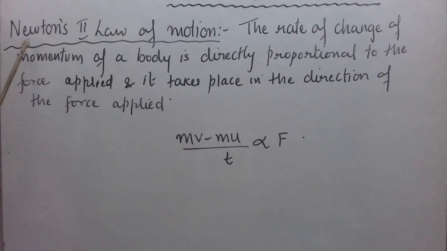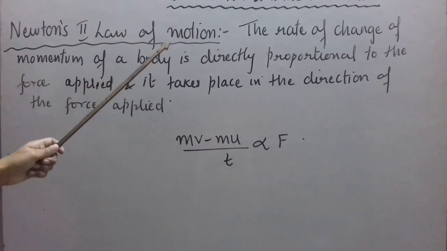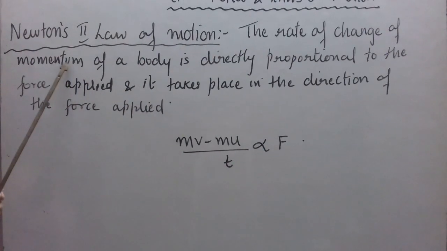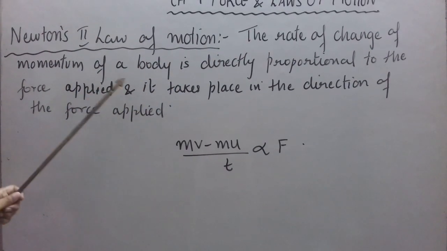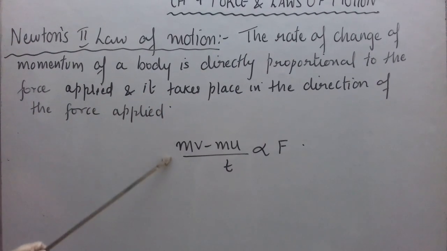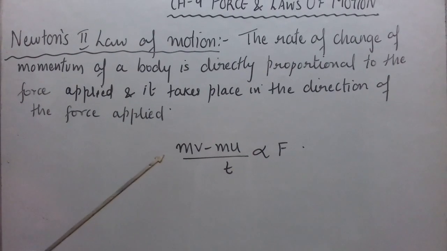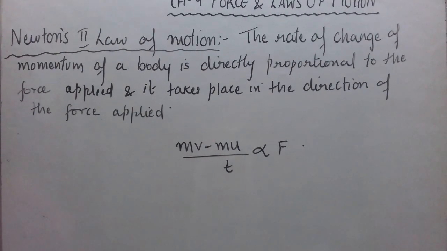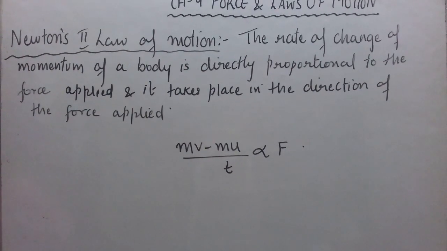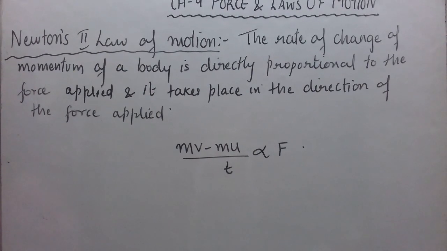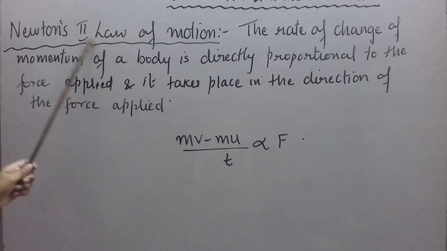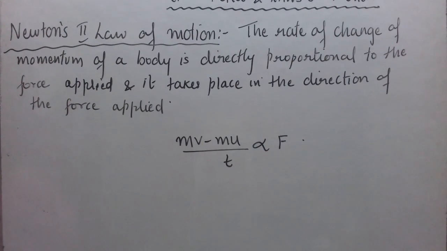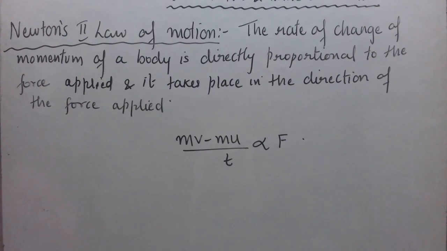So this is how you can write Newton's second law of motion. The rate of change of momentum of a body is directly proportional to the force applied and it takes place in the direction of the force applied. Mathematically, we can write it this way. So I hope you have understood today what is Newton's first law of motion, which is also called the law of inertia. You can state Newton's second law of motion. You can define momentum and give its SI and CGS units.